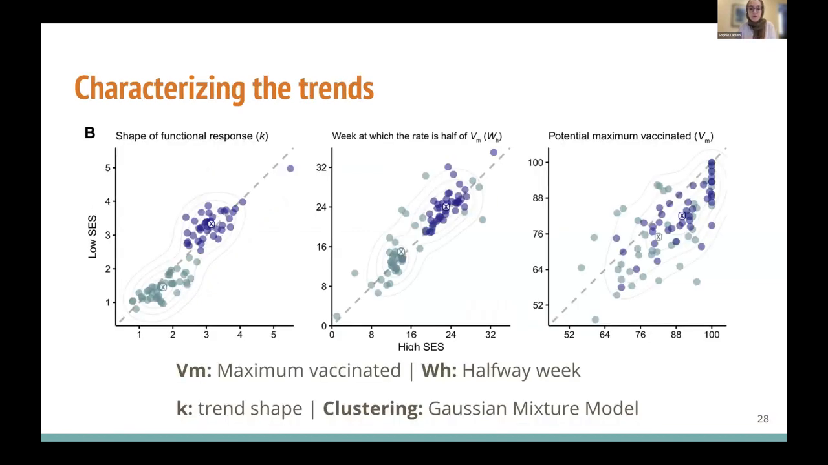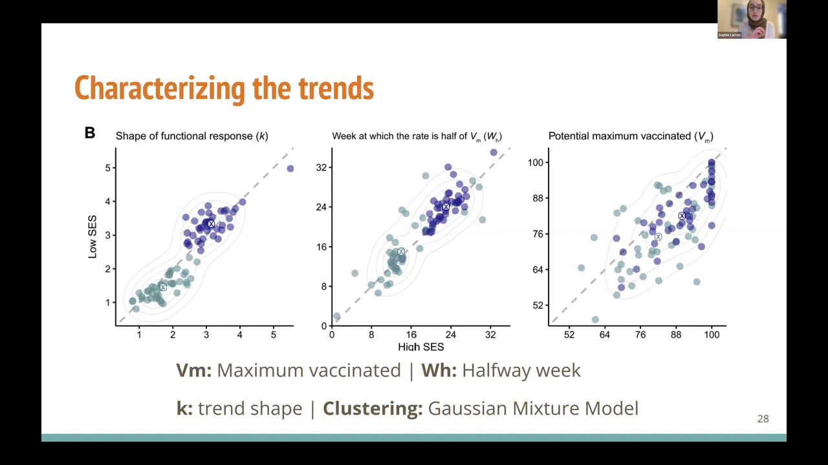And so we fit this for all the places we looked at. And we were able to classify the trends into 2 groups using Gaussian mixture models. So this dark blue we call sigmoidal, the teal we call concave, and I'll show you why in a minute. But these plots are basically showing you, comparing the high and low SES parameters for each country as a point. And what we see is that the shape of the functional response is very, very clustered. In fact, there's not a single country where we saw that low SES has one shape and high SES has another. No, they always fall in the same cluster.